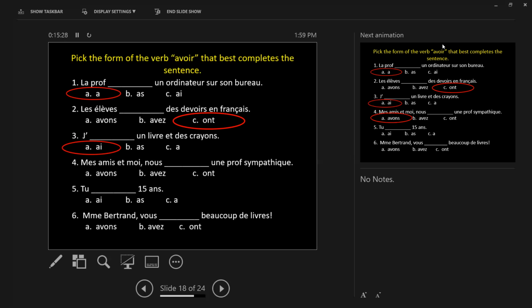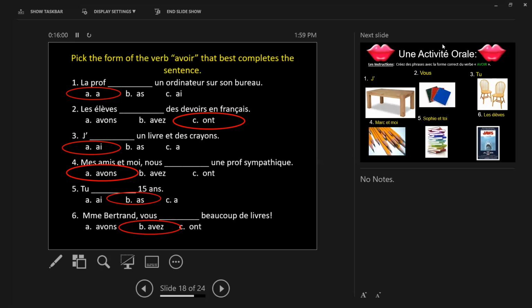Dom, what do you think about this next one? Yep. You see nous, which immediately should tell you it needs to be avons. Nous avons. A. The fifth one, you should take a look at the board. It has to be me. And the last one, clearly it says vous. So we need to find the correct ending for vous, avez. Bam. Okay. Now.